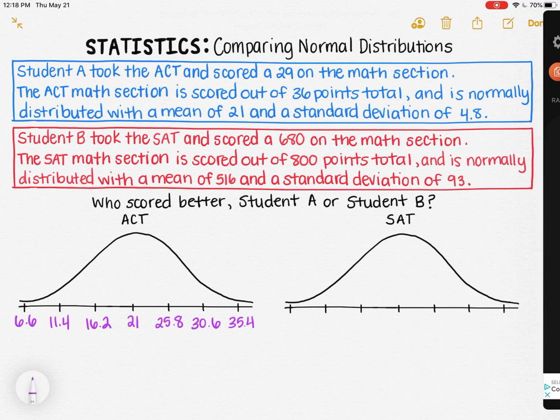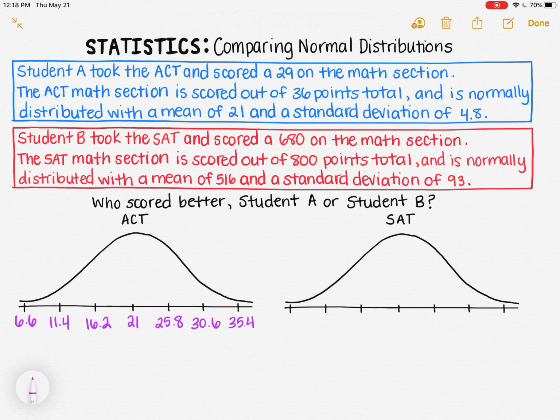All right, now let's go ahead and label student A's score on the curve. Student A got a 29 on the math section, which is very close to 30, but a little below 30. So I'm going to label student A's score as a 29. We can see that they did pretty well. They're definitely above the mean. They're pretty far to the right. Now let's see where student B's score falls on the SAT curve.